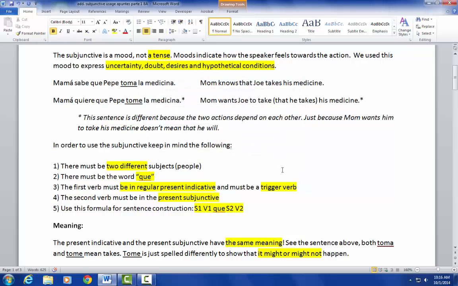We're going to use this formula to always construct subjunctive sentences. S1, V1, K, S2, V2. Stands for subject 1, verb 1, que, subject 2, verb 2. So we talk a little bit in class about syntax, which is word order, and we've talked a little bit about as well how we can't always translate word for word anymore from English to Spanish because the syntax is different. So this is going to be a big concept. We need to make sure that whenever we write in subjunctive in Spanish that we're following this word order, regardless of the English word order.